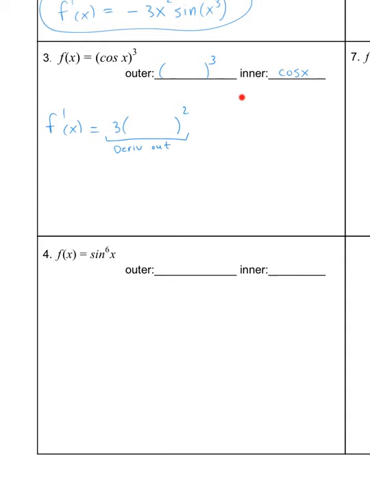Second step, we plug the inner as is right inside that blank set of parentheses. So the cosine of x goes here. That is our inner function as is. Third step of the chain rule, we multiply everything by the derivative of the inside. The derivative of cosine, of course, is negative sine of x. Make sure you put it in parentheses so it doesn't look like subtraction here. So that is our derivative of the inner.